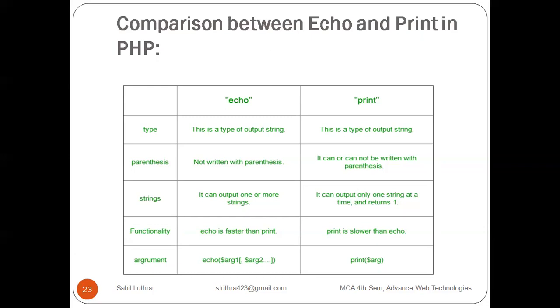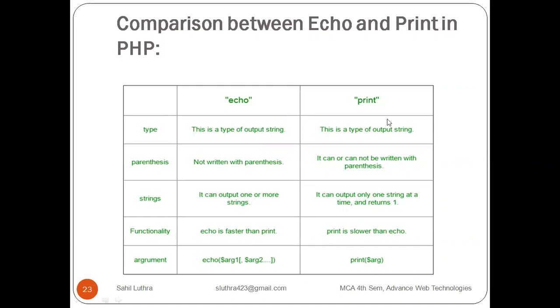After that, the next thing is string. Echo can output one or more strings. So why is echo more beneficial? Because you can pass multiple values to echo. Basically, echo is not a function. It is basically a language construct which is used to display something on the screen. That's why we cannot use parentheses, because it is not a function. But print is a function. So what it means is that echo can take multiple values or multiple strings at a time. It can output one or more strings.